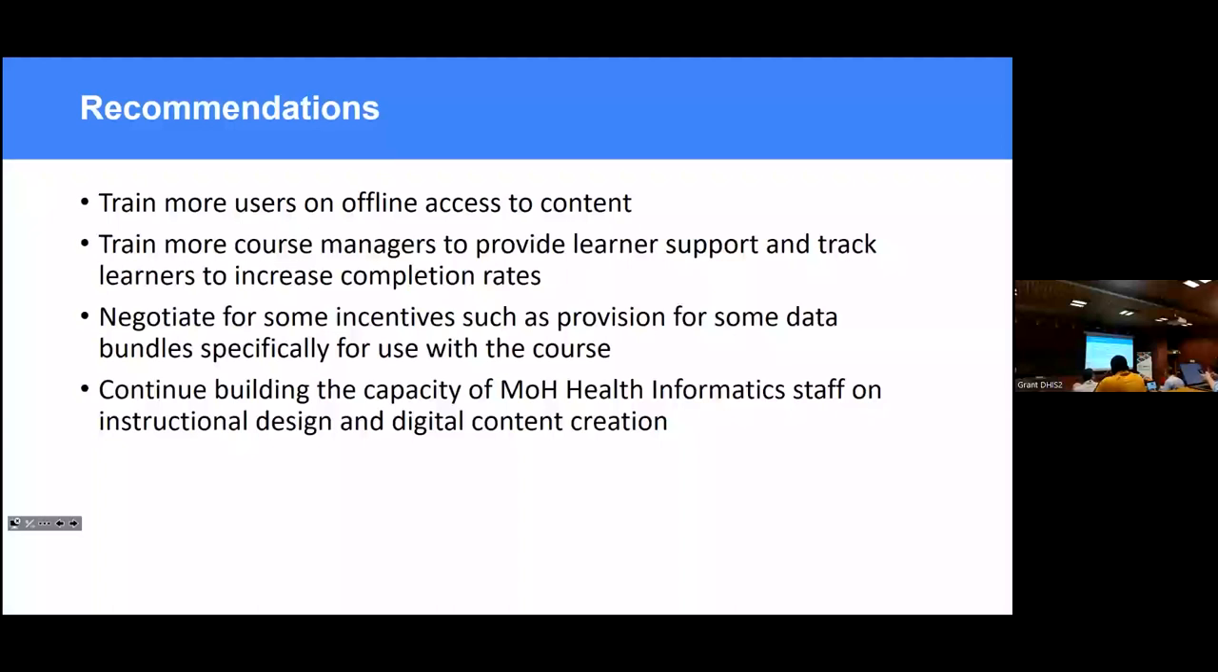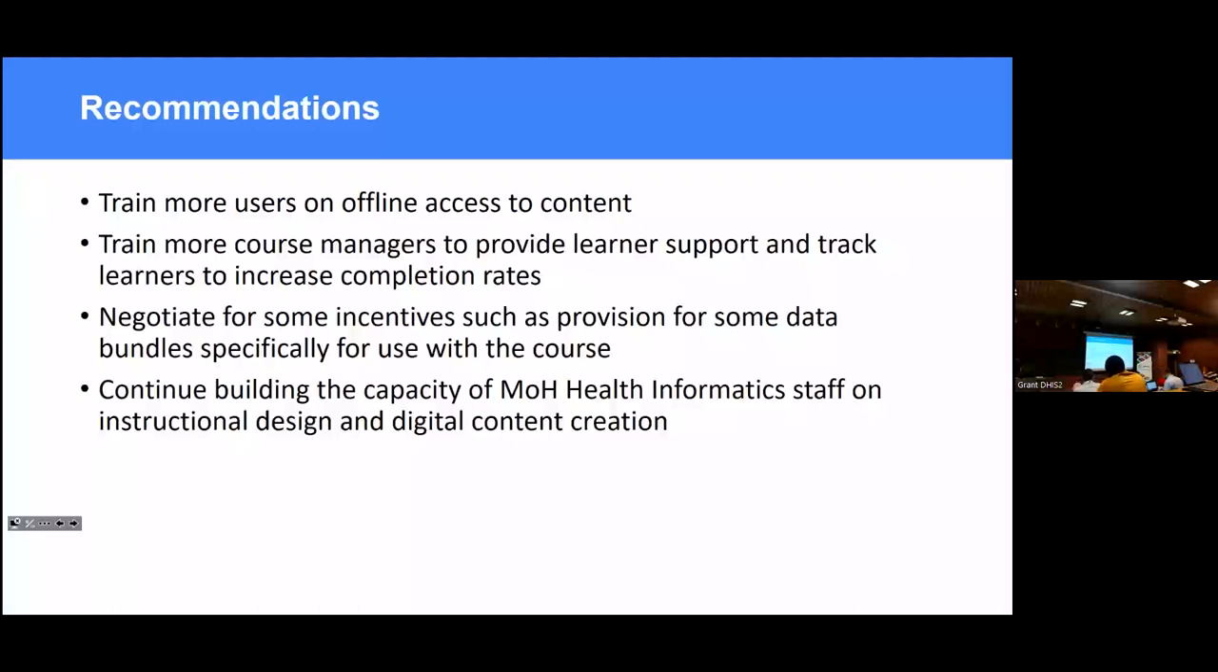We are also training more course managers to provide learner support, and this will help to increase the completion rates. Apart from HIS courses, we opened the system to accommodate more programs and departments from the Ministry of Health, and sometimes you find the course sponsors just upload the content and they go, and they don't care to look at the statistics or to support the learners. So this is a challenge that we've seen. Even for HIS courses, we need to keep on supporting the learners and encouraging them to complete the courses.